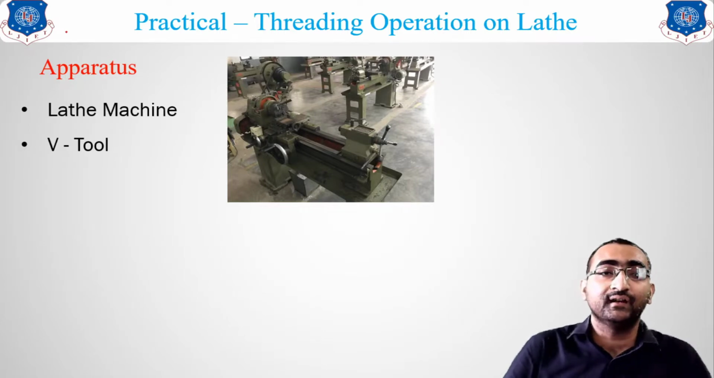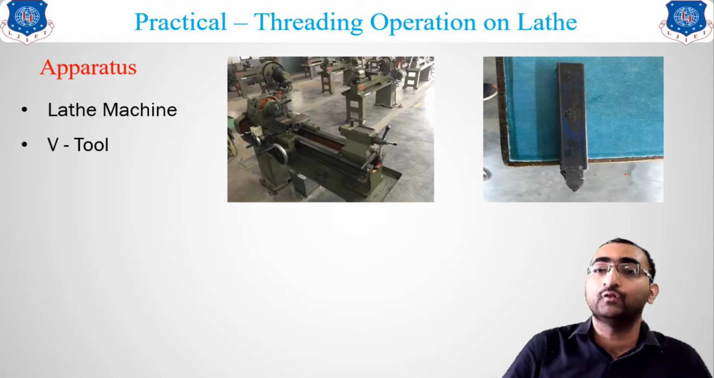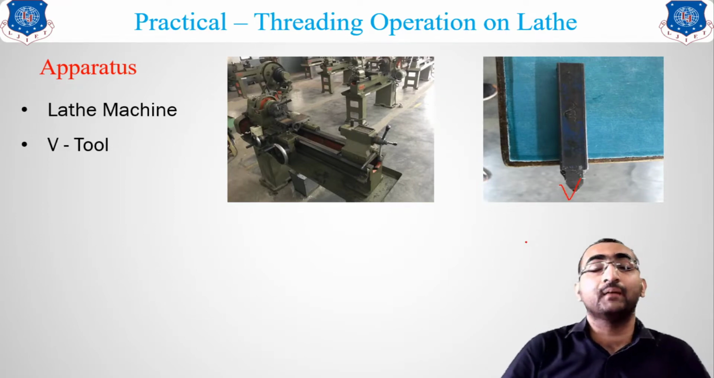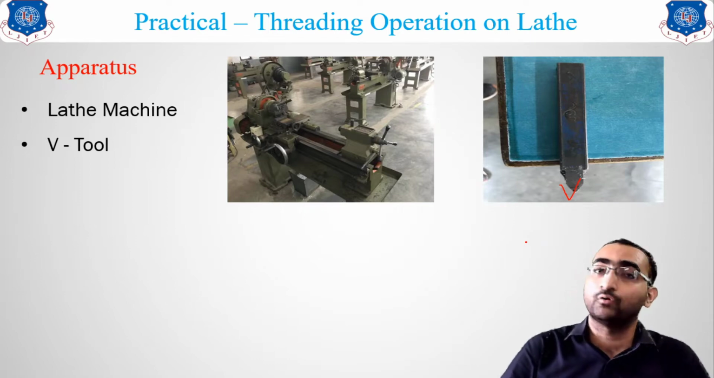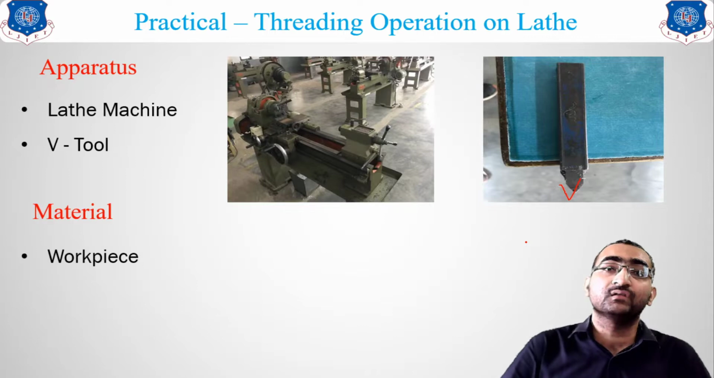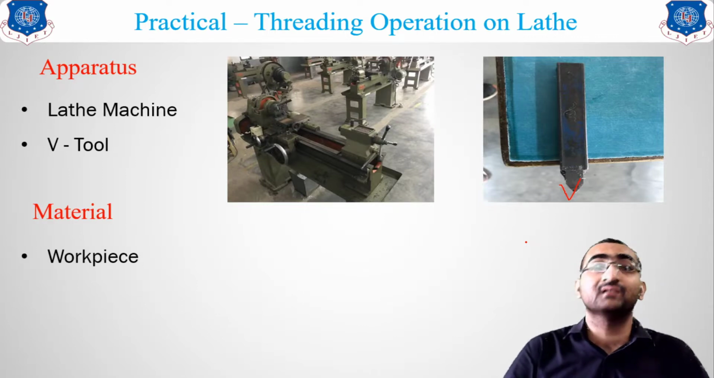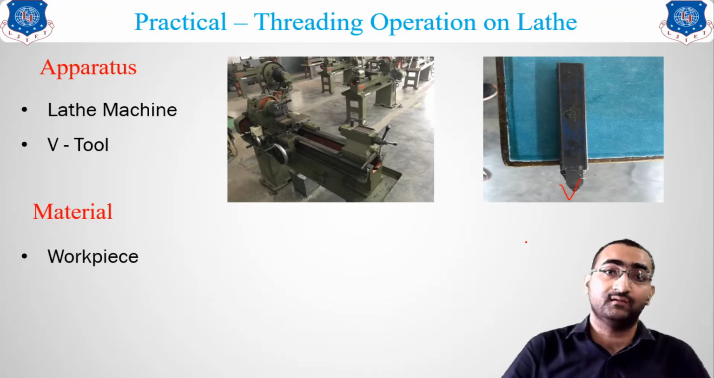So this is the V tool which we require, as shown over here. This will be your V tool, having a V shape over here. Due to that shape, it is known as a V-shaped tool. The main material which we require is the workpiece on which we are going to do this operation, that is, the workpiece required for this threading purpose.